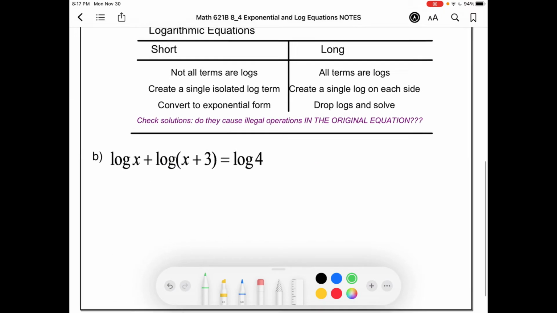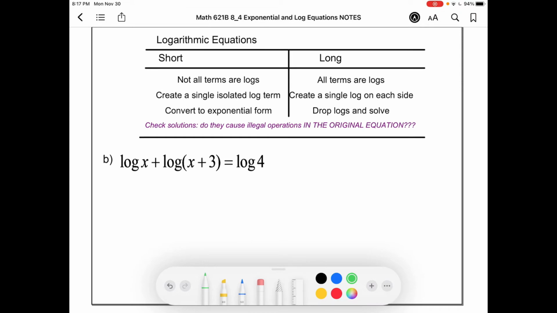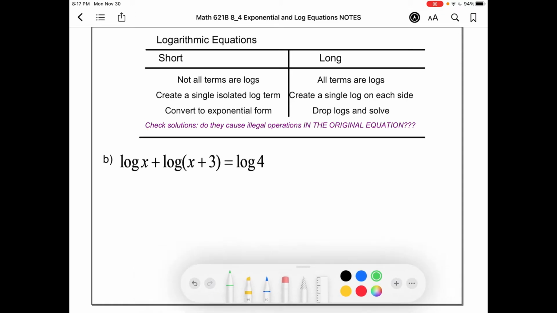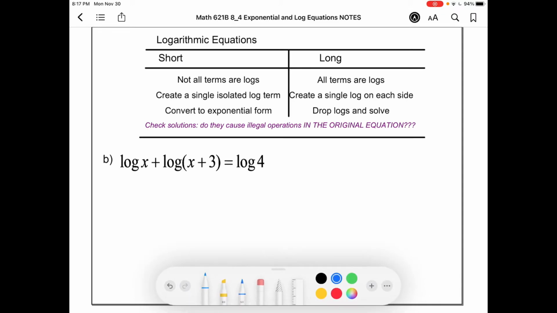Logarithmic equations, long and short. Here we have log of x plus log of x plus 3 equals log 4. So are all the terms logs? Absolutely. This is another long one. Create a single log on each side. So on this left-hand side, we have two different terms. We have to put them together.